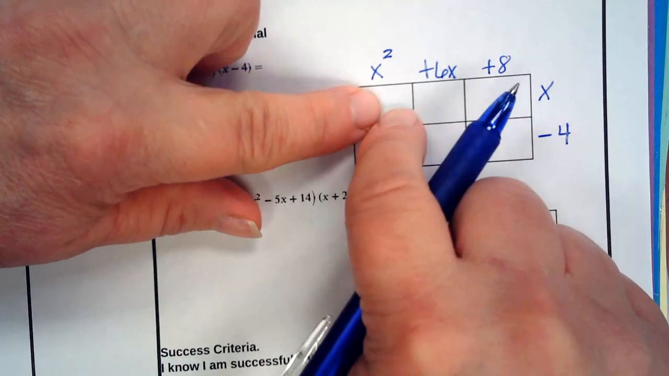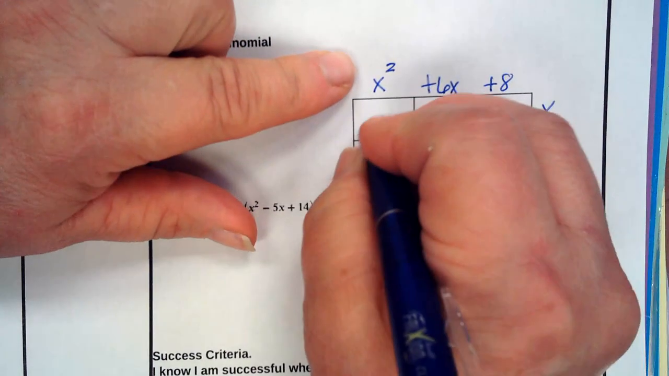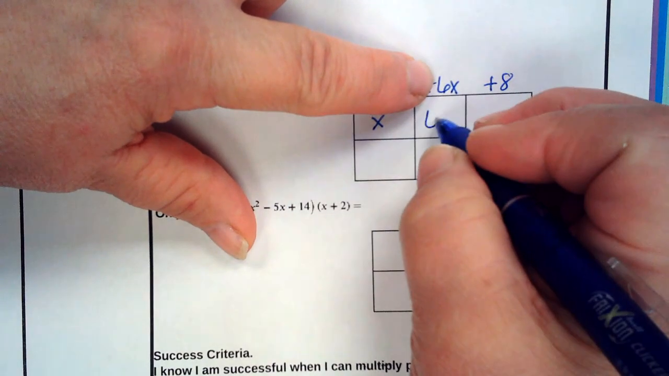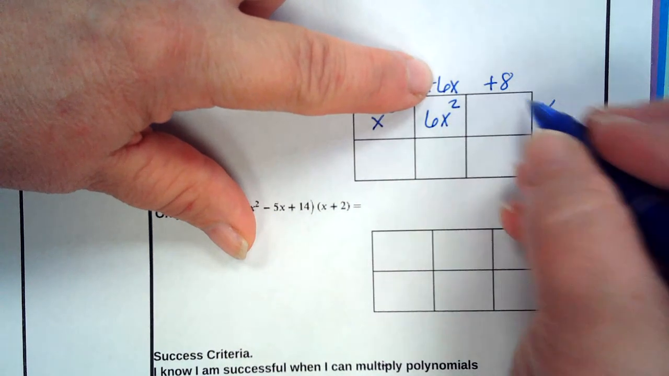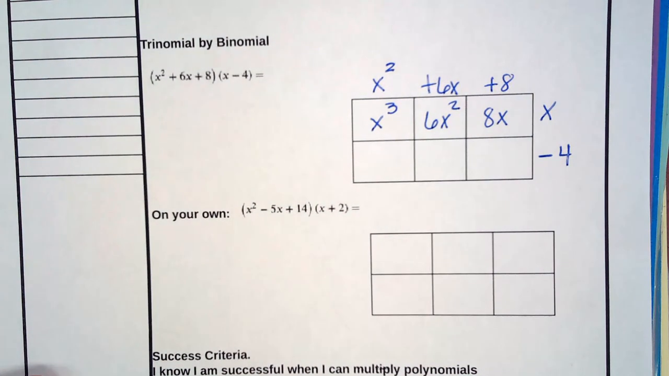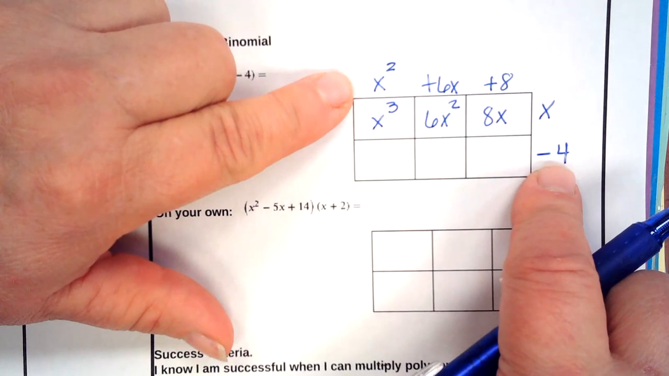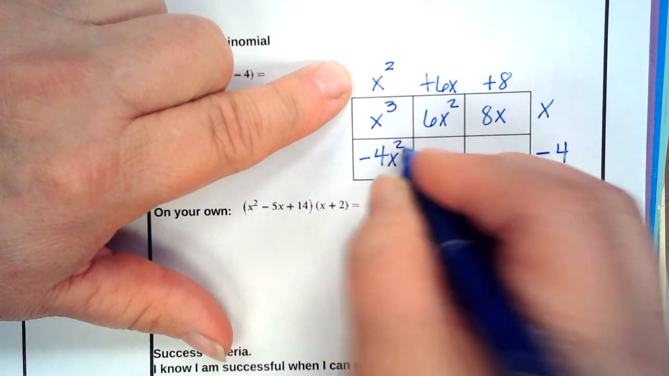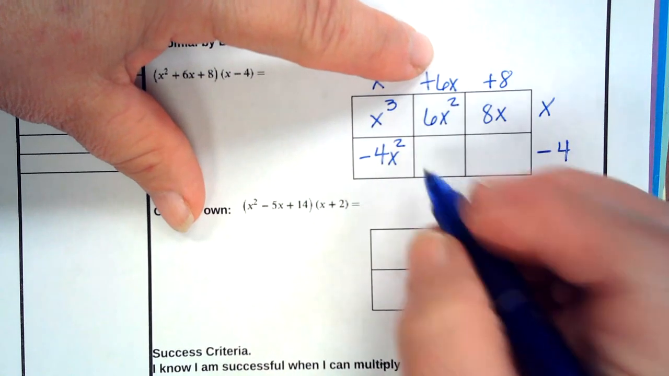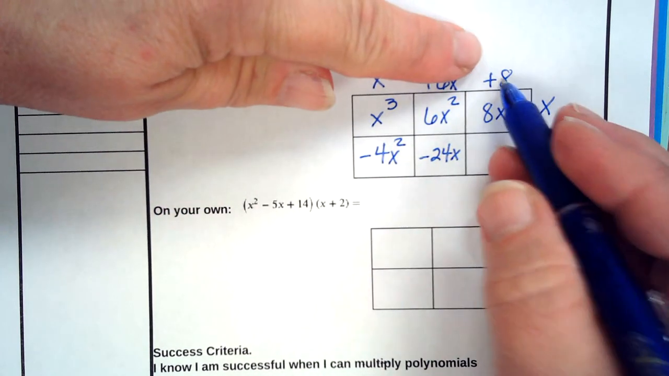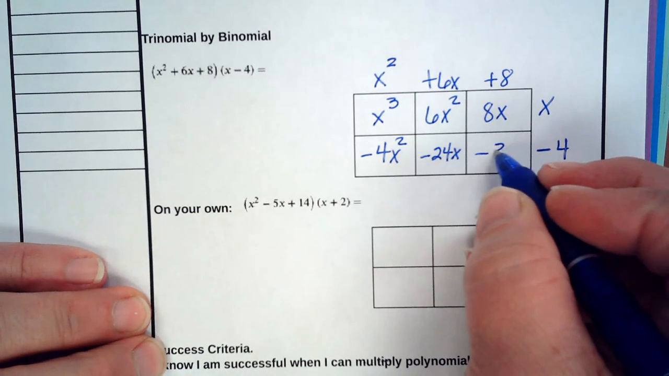Okay, where they would come together, x squared times x is x to the third. 6x times x is 6x squared. 8 times x is 8x. I'm done with the first row. Now I multiply everything by negative 4. Negative 4 times x squared is negative 4x squared. Negative 4 times 6x is negative 24x. 8 times negative 4 is negative 32.